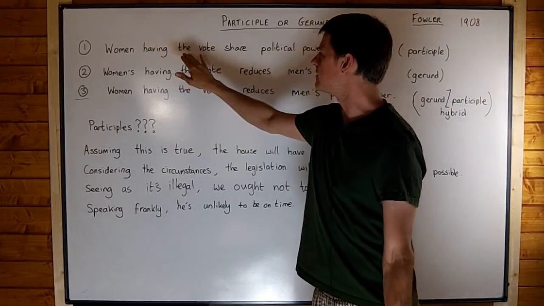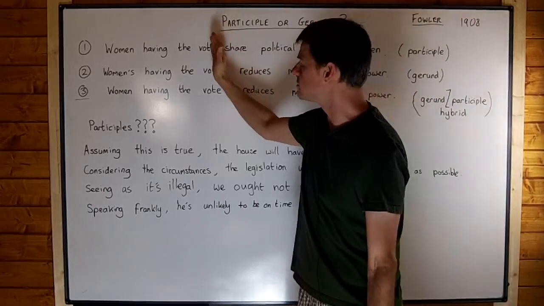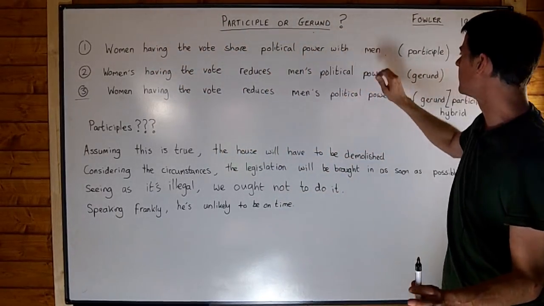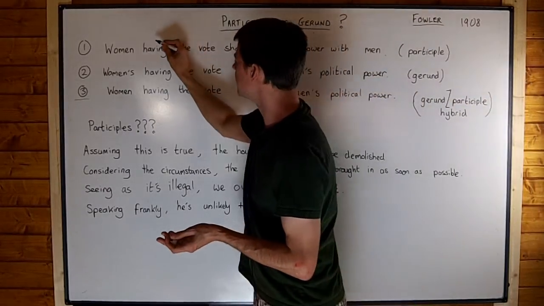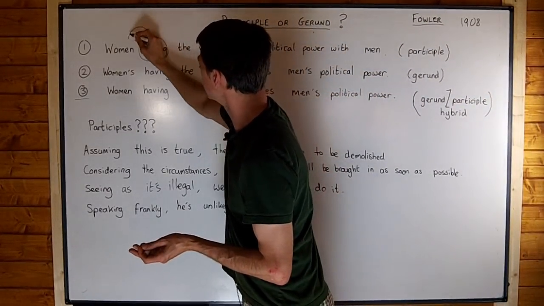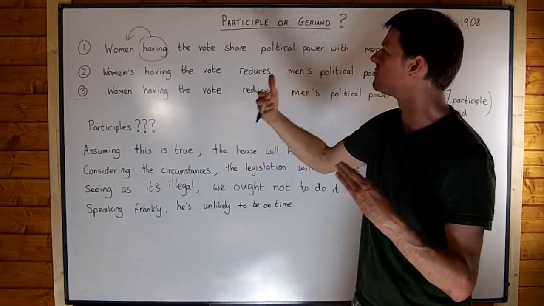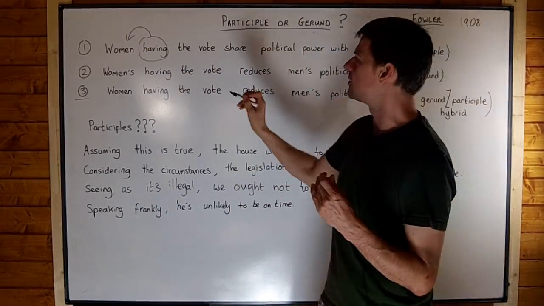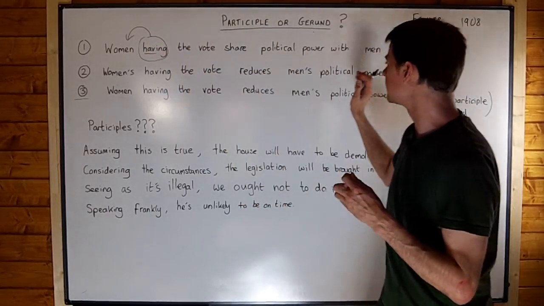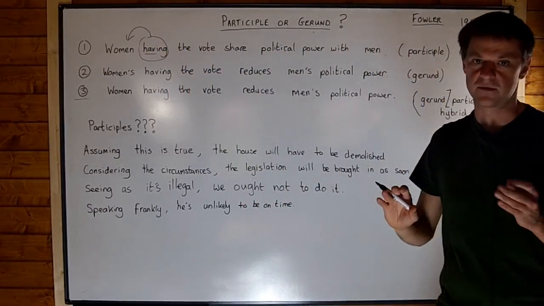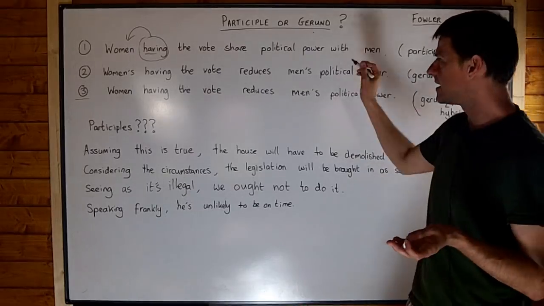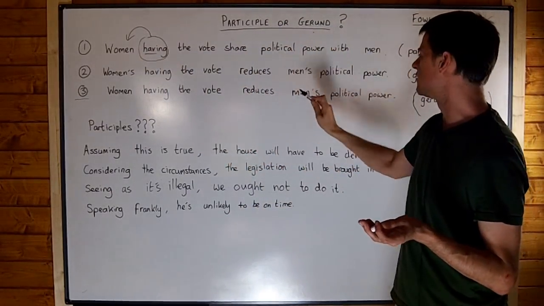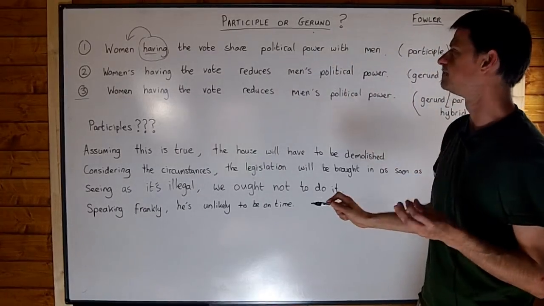Women having the vote share political power with men. Now, the word having here is modifying women. It's women who have the vote that share political power with men. So here, having is a pure participle, and Fowler is happy with that. In number 2, women's having the vote reduces men's political power.